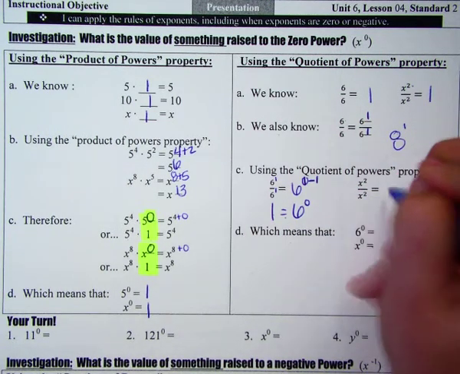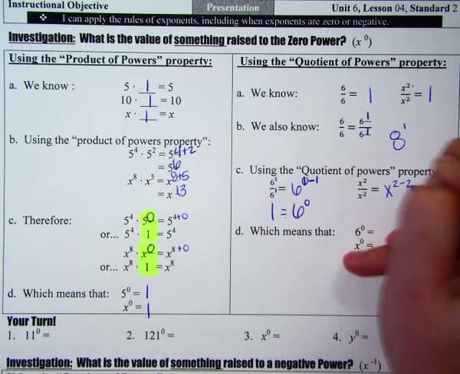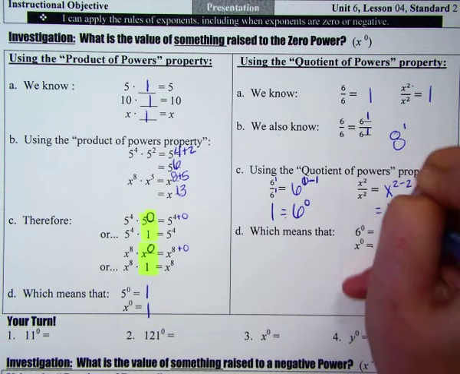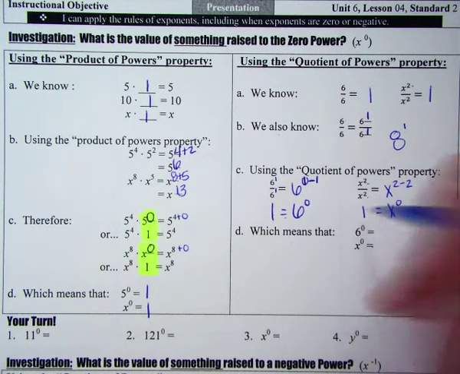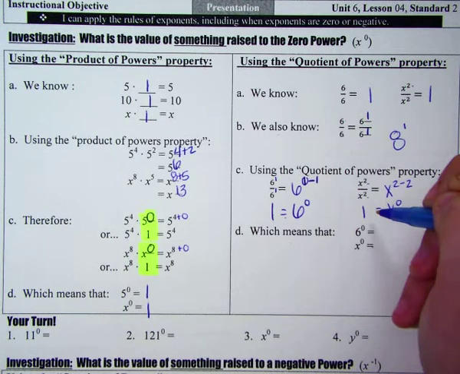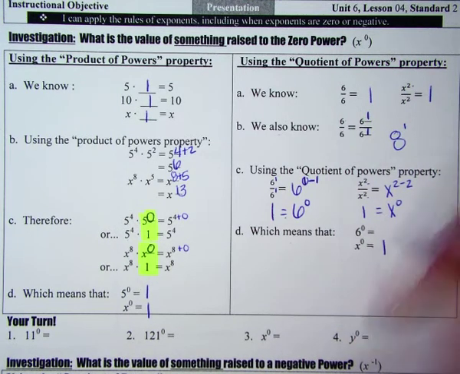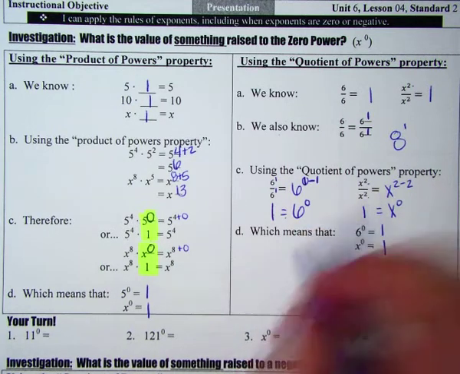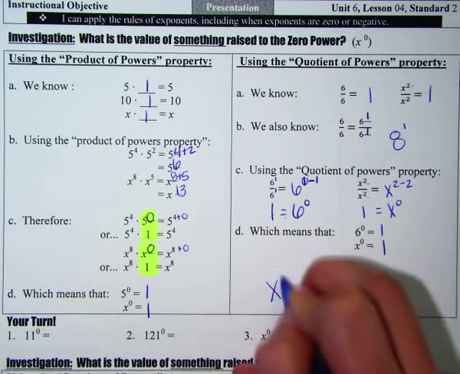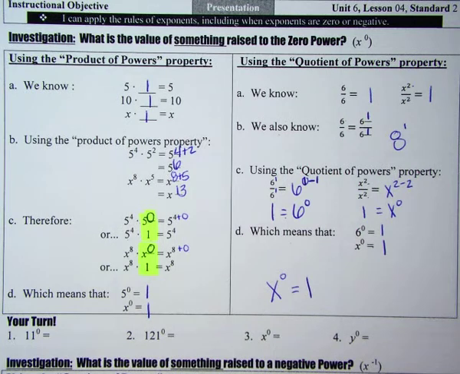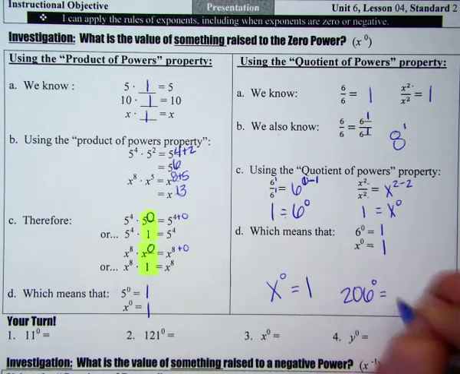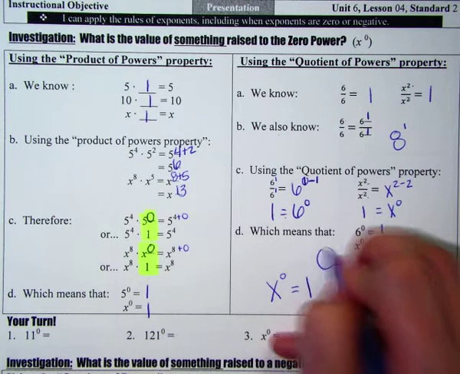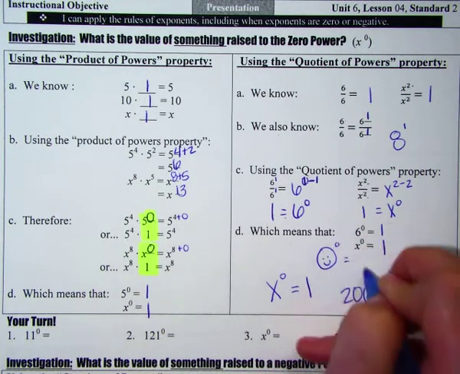X squared divided by x squared would be x to the 2 minus 2 power, which is x to the 0 power. But again, we know anything divided by itself is 1. X to the 0 must equal 1. 6 to the 0 must equal 1. In fact, any number to the 0 power is always going to be 1. 206 to the 0 power is 1. A smiley face to the 0 power is 1.